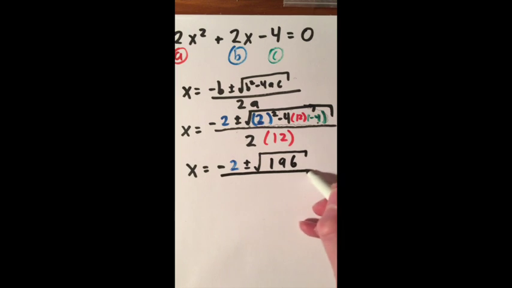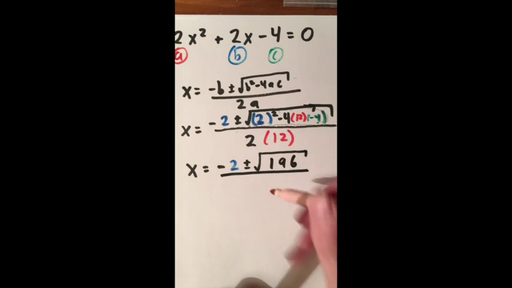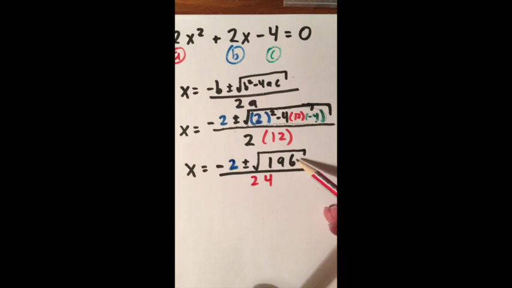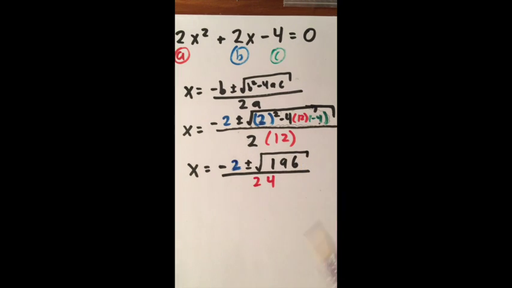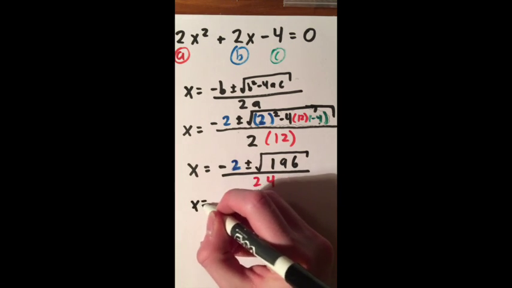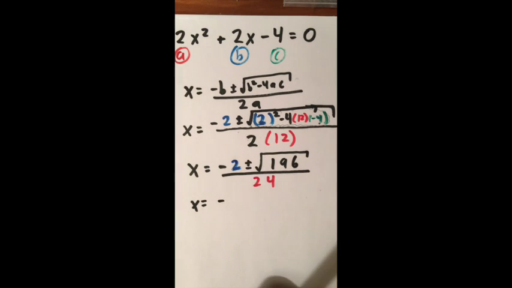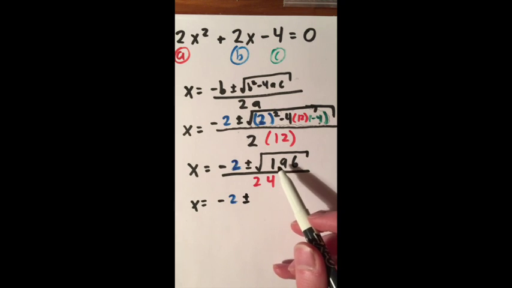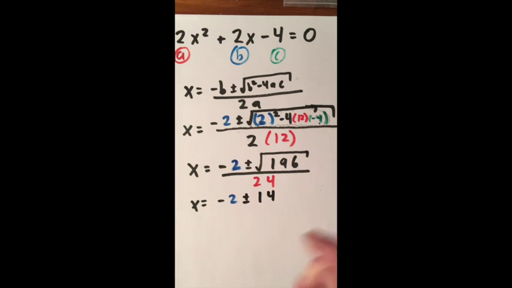When you type that all in, you should get 196, okay? All over 2 times 12, well, that'd be 24. Follow me so far? Okay, and now let's go ahead and take the square root of 196. Actually, the good part about that is that it's a perfect square. If I take the square root of 196, it just ends up being 14, okay? So let's rewrite that again. X equals negative 2, we ain't fiddled with that yet, plus or minus square root of 196, which is just 14, all over the denominator, which is 24.